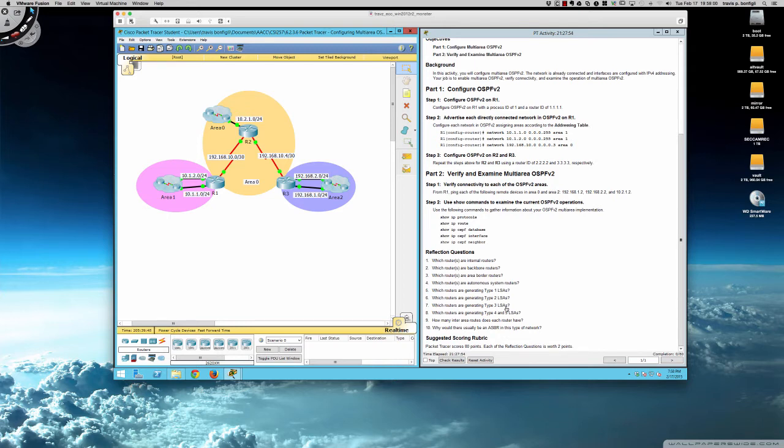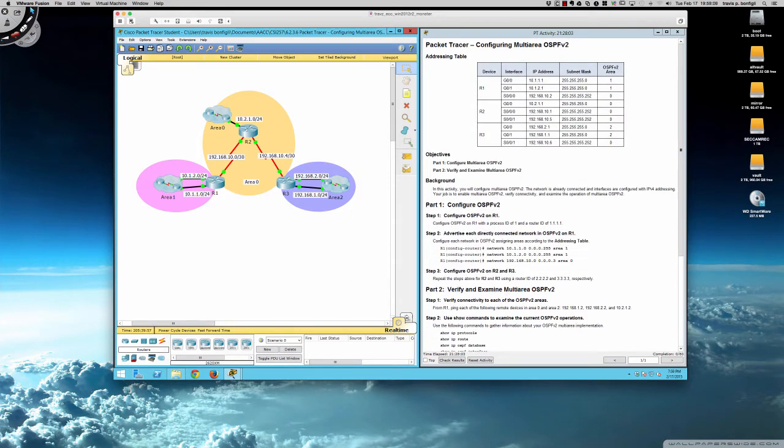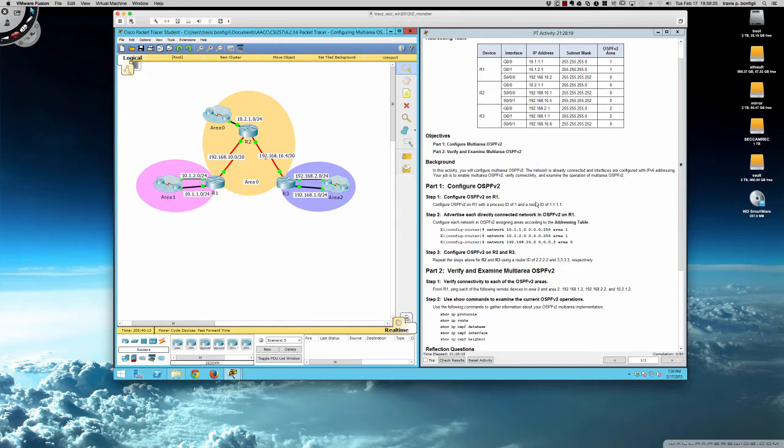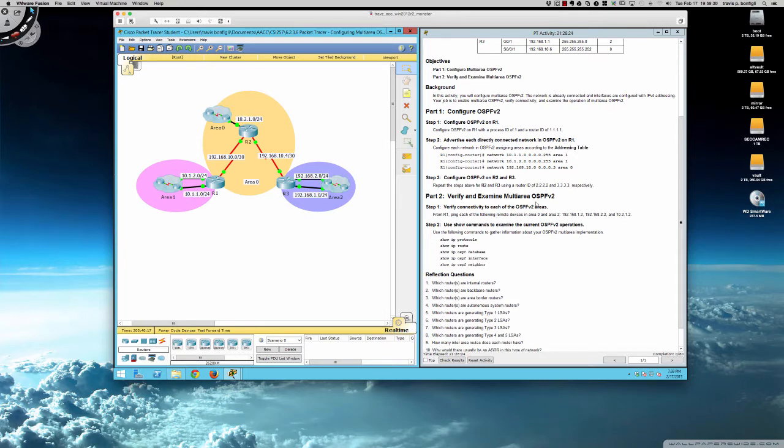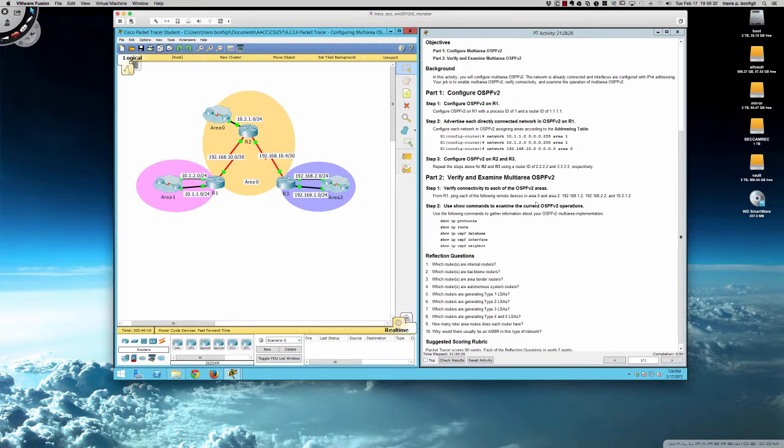This evening's video tutorial is going to be on Packet Tracer activity 6.2.3.6, where we're going to be configuring multi-area OSPF and answering a series of reflection questions that we have down here. So let's go ahead and jump right in. We've got our addressing table, which we should all be very familiar with by this point in the course. In this activity, we're going to configure multi-area OSPFv2. The network is already connected and interfaces are configured with IPv4 addressing. We're going to enable multi-area OSPFv2, verify connectivity, and then take a look at the operation.